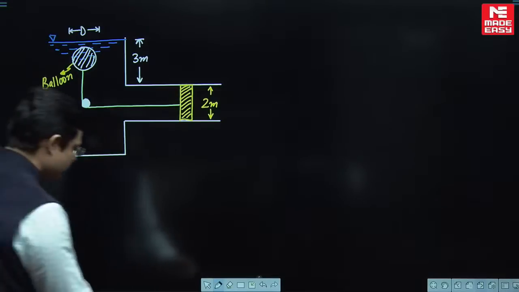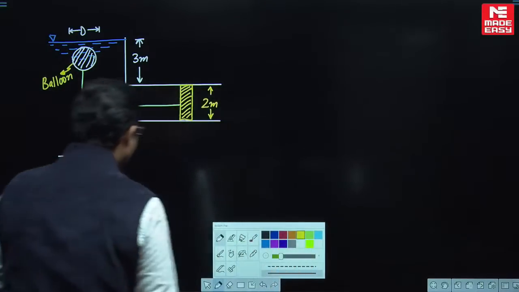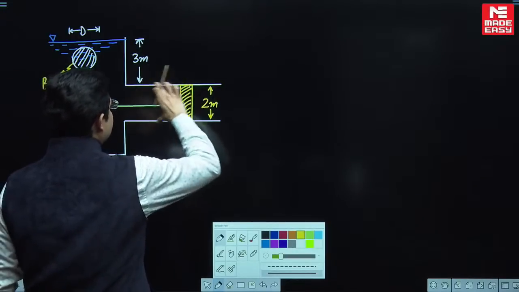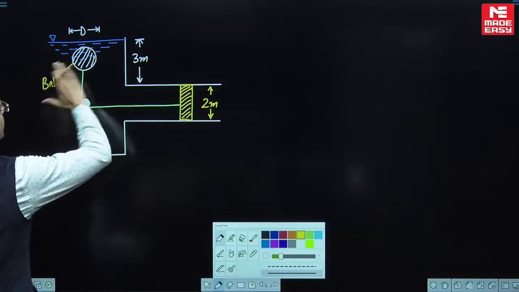Again, it's a beautiful problem. Come on guys, look here on the board. This is the rectangular gate, which is fixed in a channel, and here water is there.